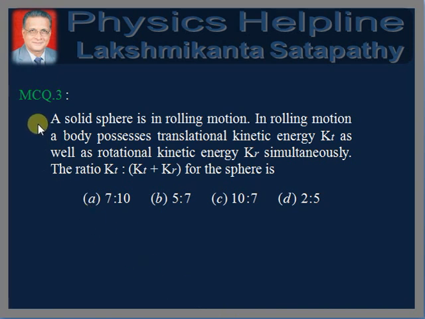Now, question 3 is about a solid sphere in rolling motion. In rolling motion, a body possesses both translational kinetic energy KT as well as rotational kinetic energy KR simultaneously. We are required to find the ratio KT to KT plus KR. KT is the translational kinetic energy and KT plus KR is the total kinetic energy for the sphere. The options are given in the question. We are required to find the correct option.